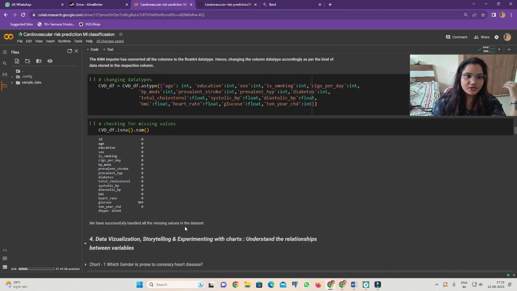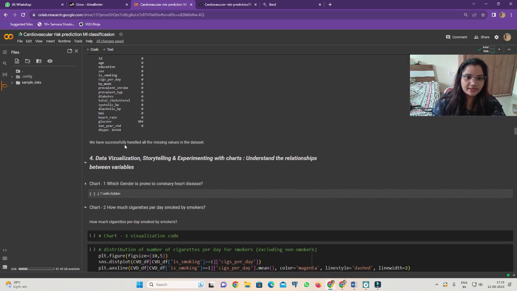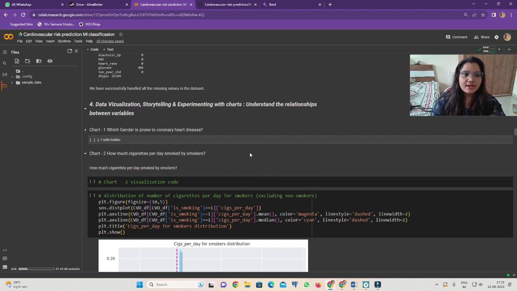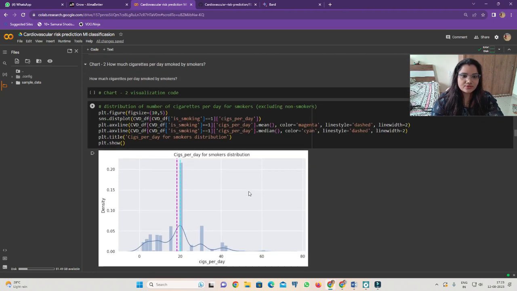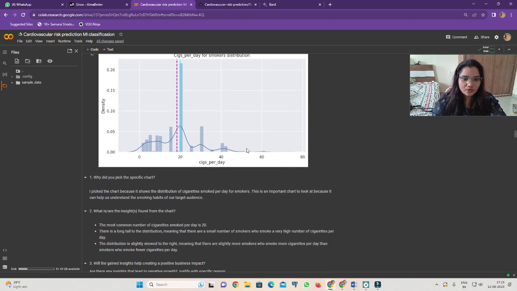So we are changing the data types and then checking the missing values. We got 0 missing values, so we have successfully handled all the missing values in the dataset, and then we start the data visualization. In the first chart we can see that the common number of cigarettes smoked per day is 20. There is a long tail distribution, meaning there is a small number of people who smoke a very high number of cigarettes per day.